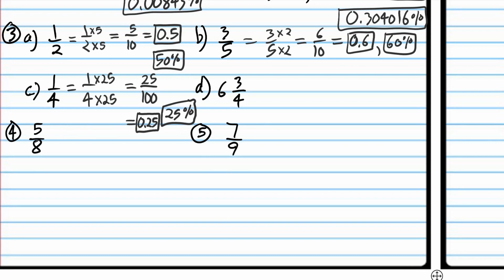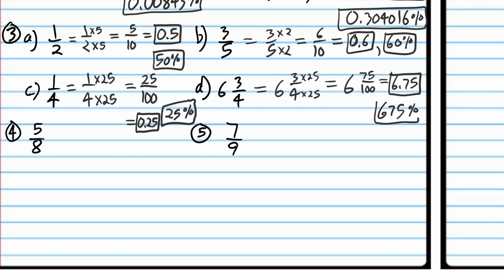All right, part D. We have 6 3/4, and they're going to multiply both sides by 25. And that gives us 6 75/100. But 75 over 100, that would just be 6.75. And then move the decimal 2 places to the right, and you have 675%. So if you got those two answers, good job.